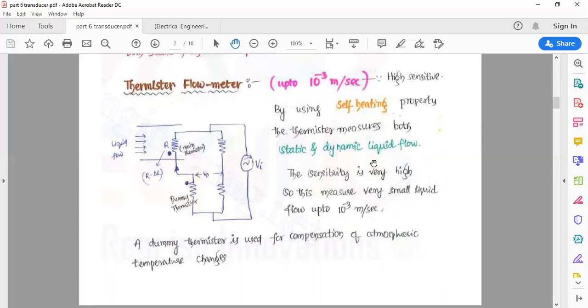And here we have some specifications for this thermistor flow meter. It has high sensitivity. It has a self-heating effect. The thermistor measures both static and dynamic liquid flow.